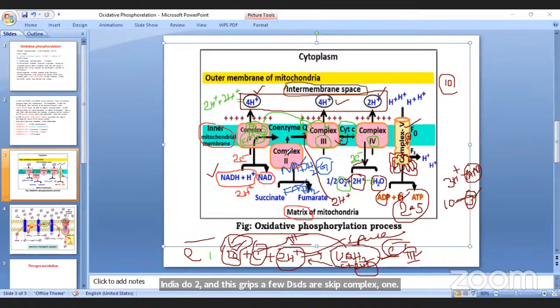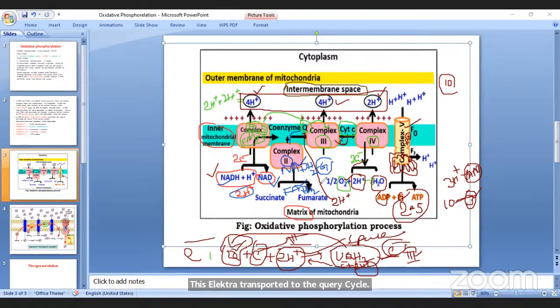They go directly to complex 2, the electrons after oxidation. The enzyme involved is succinate dehydrogenase. Already told you, complex 2 has another name, succinate dehydrogenase. Yes, sir. After oxidation of NADH2 or FADH2, same as here, it is converted into NAD, with formation of 2 protons and 2 electrons, right? Same way, this electron is transported to the quinol cycle.